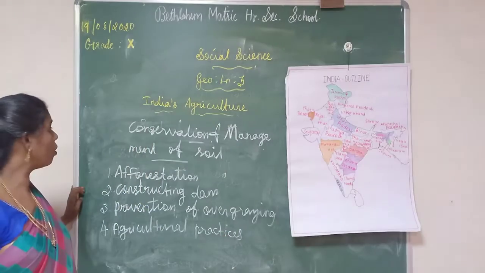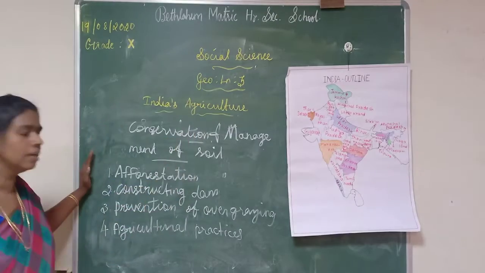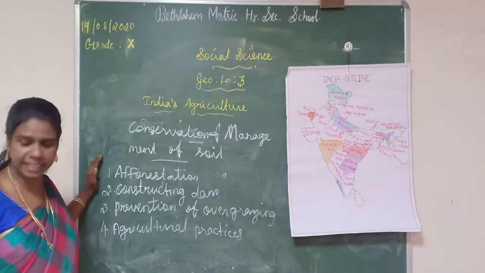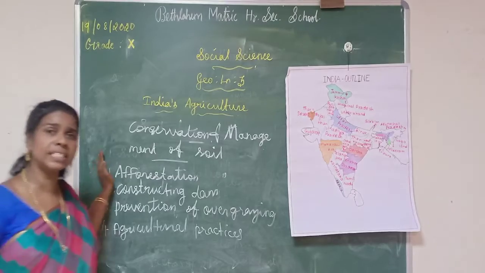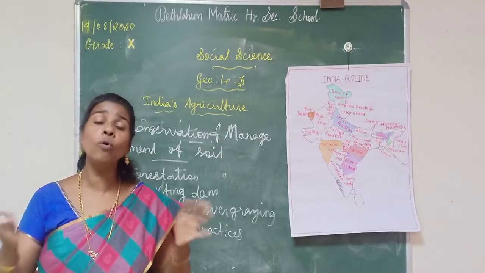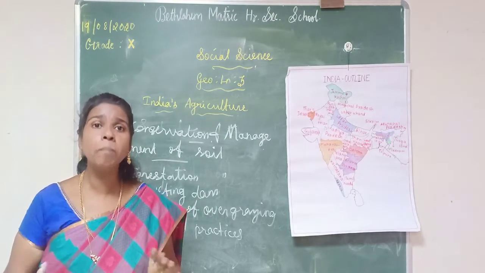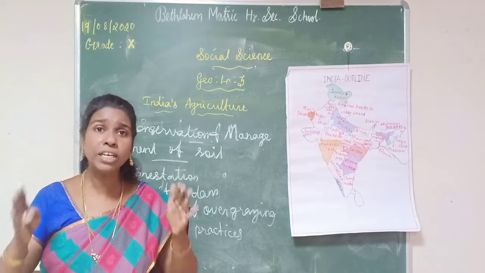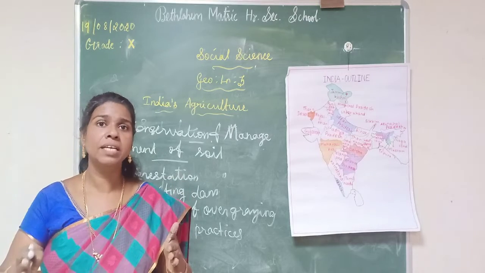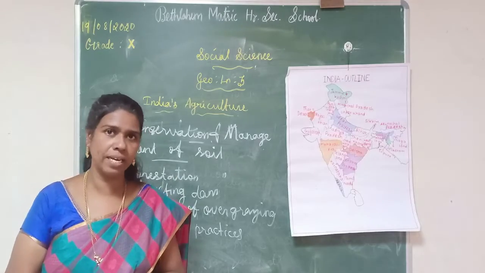There are 4 methods of conservation and management of soil. The first one is afforestation. What is meant by afforestation? The word afforestation means planting more trees in a particular area. That means it is the action of planting more trees in order to make a forest. If we plant more trees, we can conserve and manage the soil.